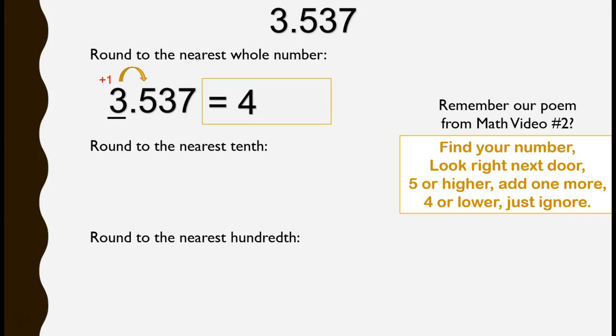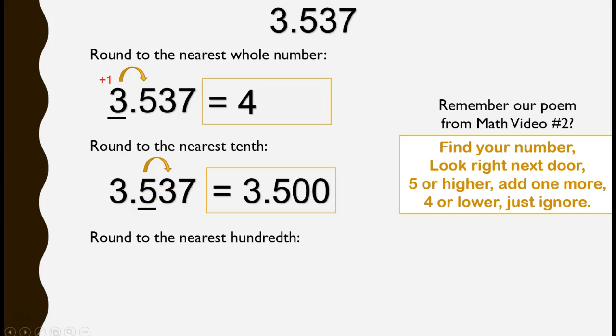Okay. Now let's look at the next one. Round this one to the nearest 10th. Okay, so find your number. That's probably the most important part because you have to know these place values. Find your number. There's the 10ths place. We're going to look right next door. 5 or higher, add 1 more. 4 or lower, just ignore. So that 3 is lower than 4. So we're going to ignore that 5 and keep it the same. Turn everything else to 0. And it would look like this. And again, the zeros at the end don't really do anything, so you could just simply write 3 and 5/10.